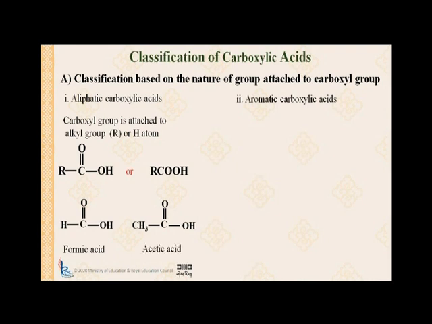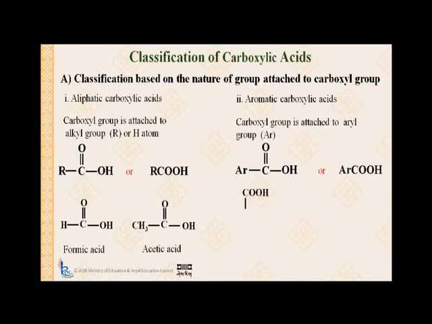Now coming to aromatic carboxylic acids. Here the group attached is an aryl group, and the aryl group is represented by the general formula Ar. When Ar is attached to the carboxyl group, we get ArCOOH as the general formula. Specifically, let's say we have a COOH carboxyl group, and to that if we add a phenyl group, then we get benzoic acid. In case we add a toluene, then we get ortho-toluic acid.